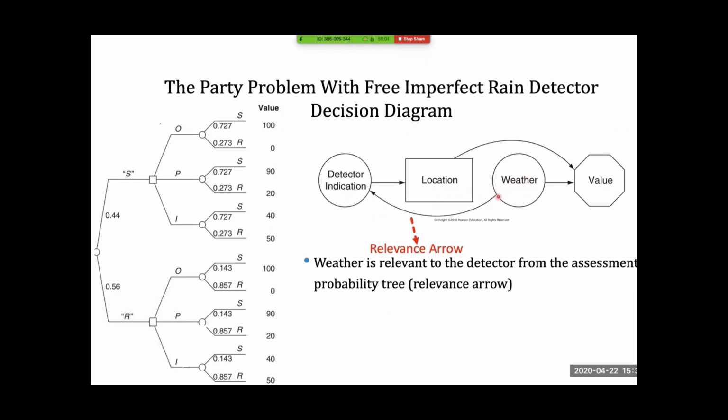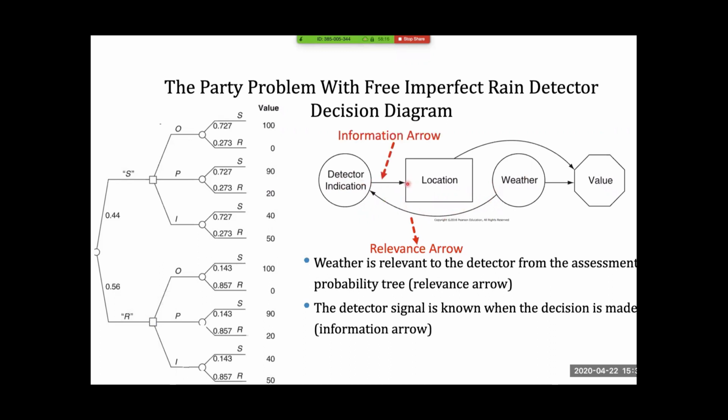So again, this arrow between the two distinctions, between the two uncertain nodes, would be a relevance arrow. And this arrow would be an information arrow because that represents the additional information that Kim has from the rain detector at the time of deciding the location. And both the decision, both where the party is and how the weather is like, jointly determine the value of the party.